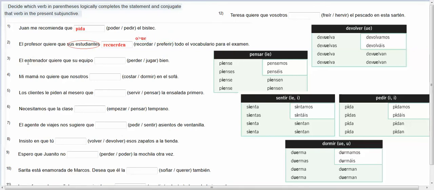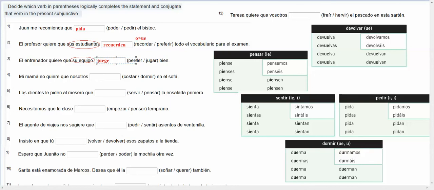Okay, down here, el entrenador quiere que su equipo perder jugar bien. Well, I would assume he doesn't want his team to lose. He's probably going to want them to play well. So I'm going to put in jugar. This is an AR verb, so it is a stem changer. Jugar is a U to UE stem changer. And since it's an AR verb, the change is going to happen everywhere but for nosotros and vosotros. So I'm going to get rid of my AR and make my stem change U to UE. And then because it's an AR verb, I am going to add, and now this gets tricky, an E.